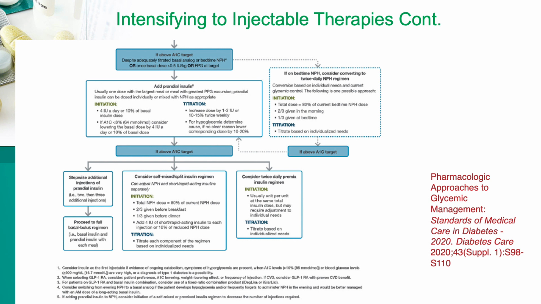Prandial insulin is usually started at 4 units a day or 10% of the basal dose. If the hemoglobin A1C is less than 8%, consider lowering the total dose by 4 units a day or 10% of the basal dose. Then the dose for titration of prandial insulin is to increase the dose by 1 to 2 units or 10 to 15% twice weekly. Now, if you're going to increase the number of prandial injections, you should add another injection every 3 months.